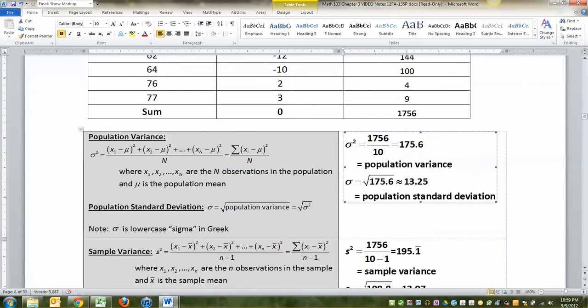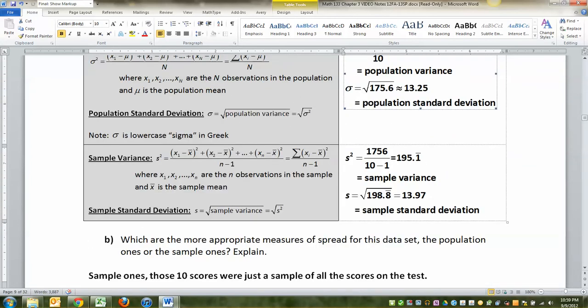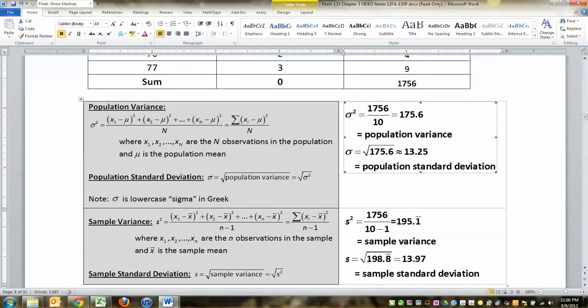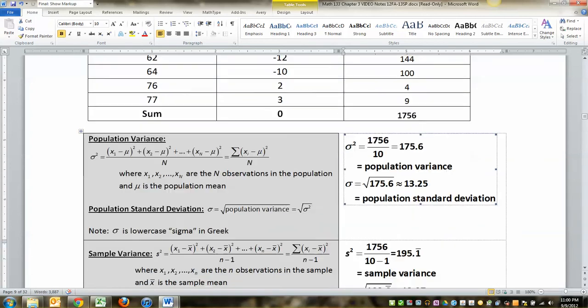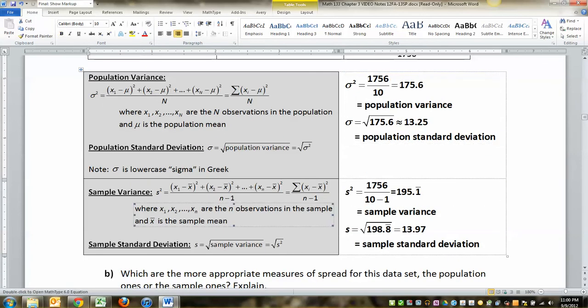Okay, now here's a problem though. The problem is that we assumed a population. We assumed that those 10 scores were the only 10 scores that existed. But that's not the case. This was a sample of data, right? There were more students taking that test. These were just the 10 that we got in our sample. Oh, and there was a typo down here. Make sure you change this word to sample. All right. So instead of dividing by n, we're going to divide by n minus 1.